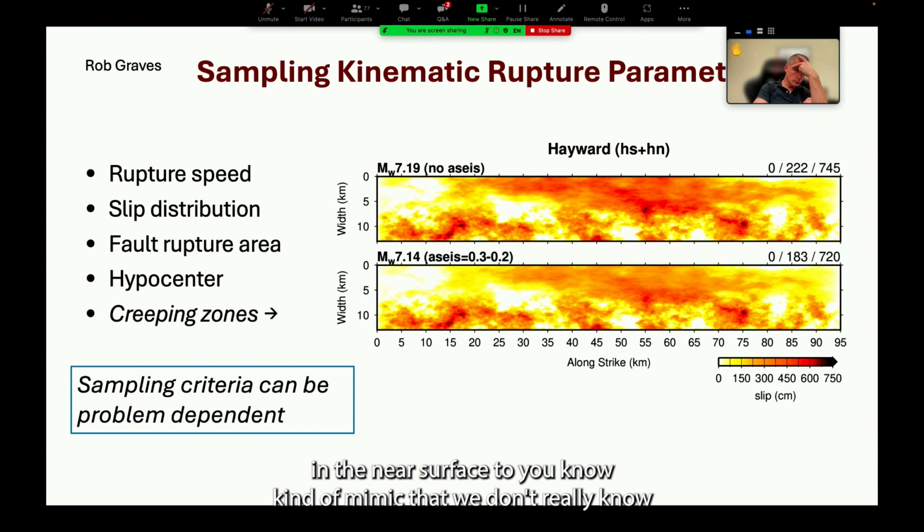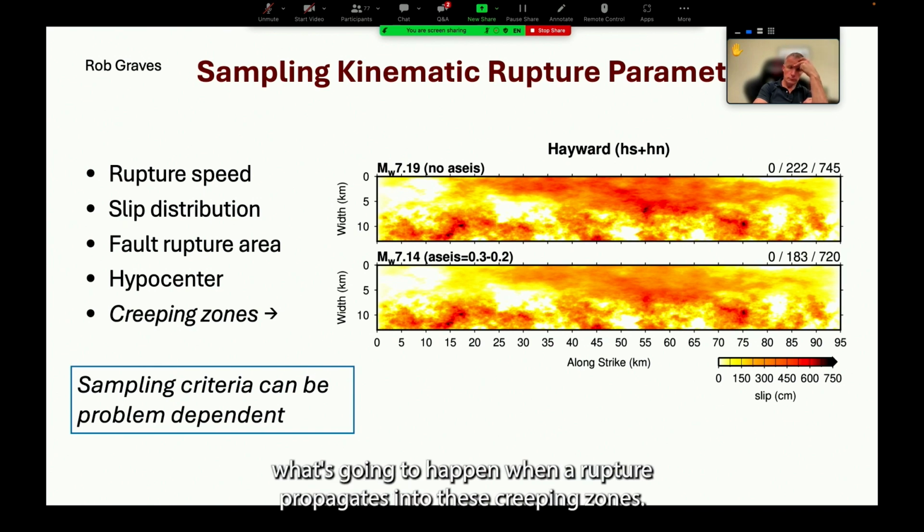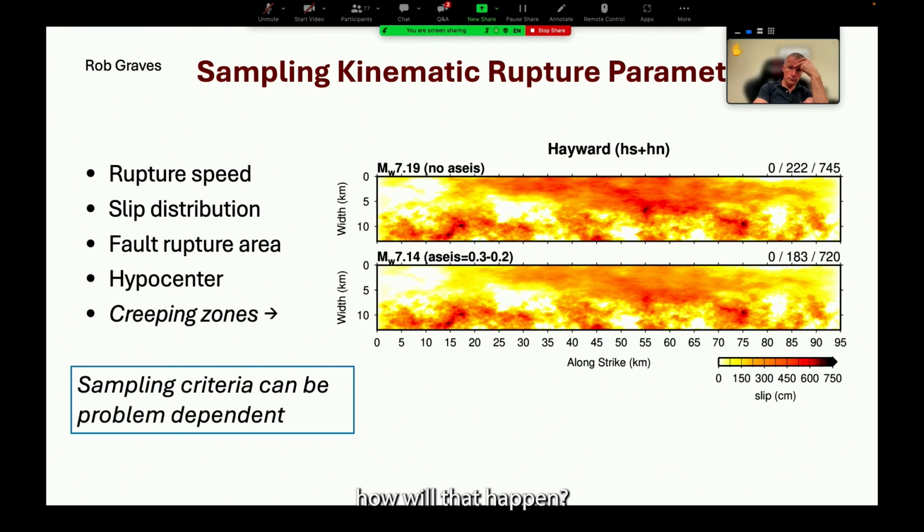We don't really know what's going to happen when a rupture propagates into these creeping zones. Will it just propagate through like a normal rupture? Will the slip be decreased in some way, or how will that happen? So again, lack of observation. We can explore that with some parametric studies. But again, just to reiterate, I think that for particular faults, this may be an issue.